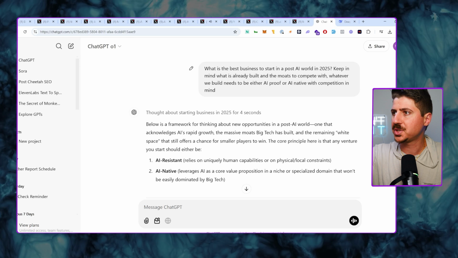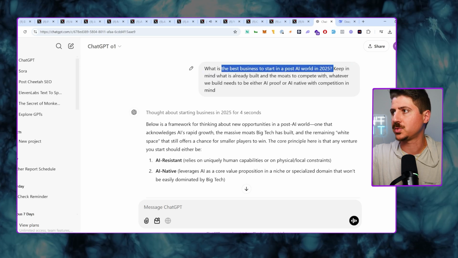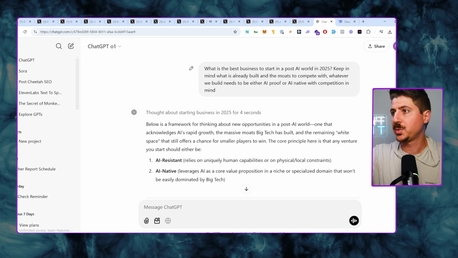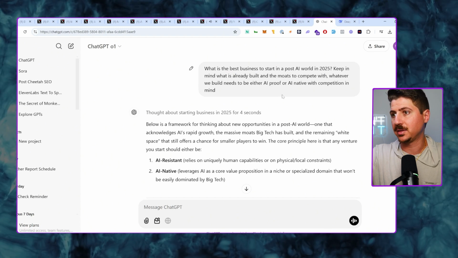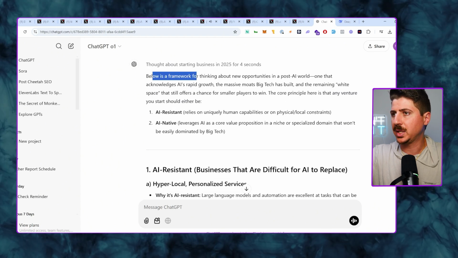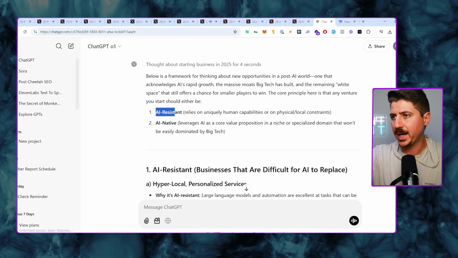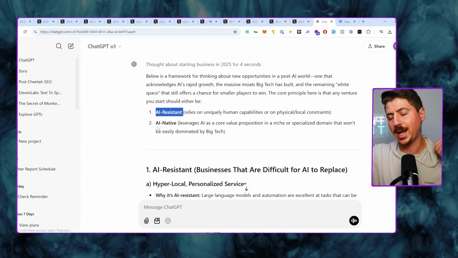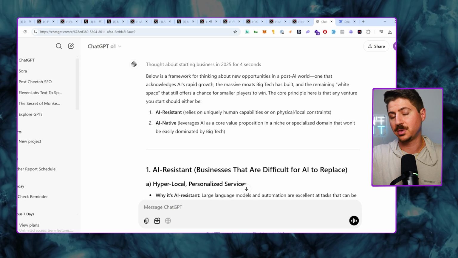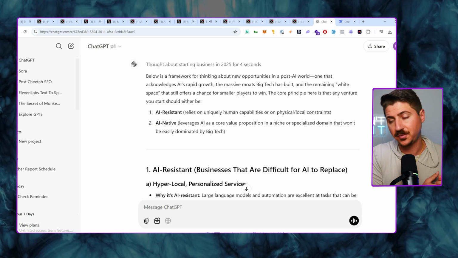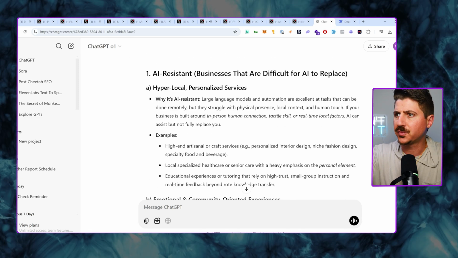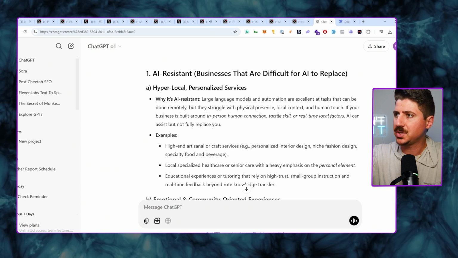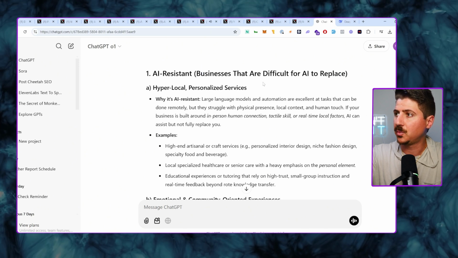I asked it a simple question. What is the best business to start in a post-AI world in 2025? Keep in mind what is already built and the moats to compete with. Whatever we build needs to be either AI proof or AI native. So it thought about this for 4 seconds, and it basically created a framework for both AI resistant businesses, right? So businesses that can resist AI coming in the future, and then AI native businesses. So I'm either embracing AI or I'm shielding myself from it for these business ideas. So for the AI resistant ideas, it came up with a bunch, and these are businesses that are difficult to replace with AI.